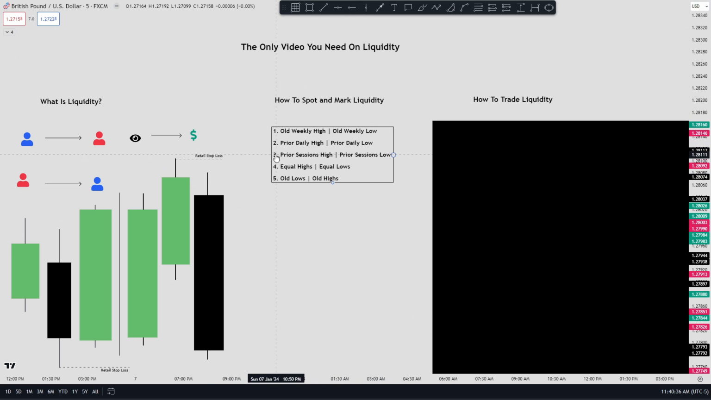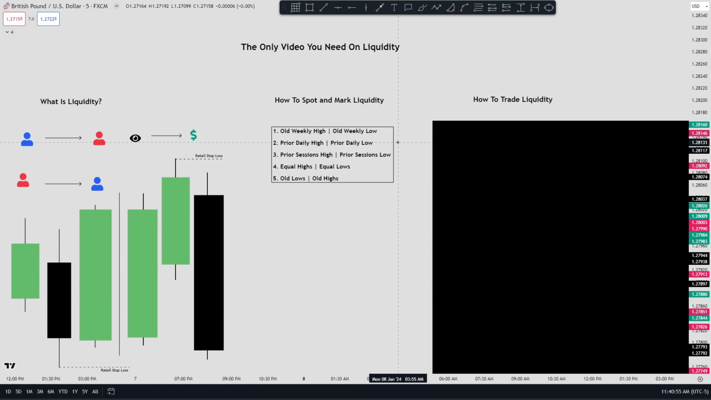Then you want to mark out the prior session's high and the prior session's low. Meaning if you're in New York, you want to mark out the London and Asia sell side and buy side liquidity pools, which buy side would be here and sell side would be down here.